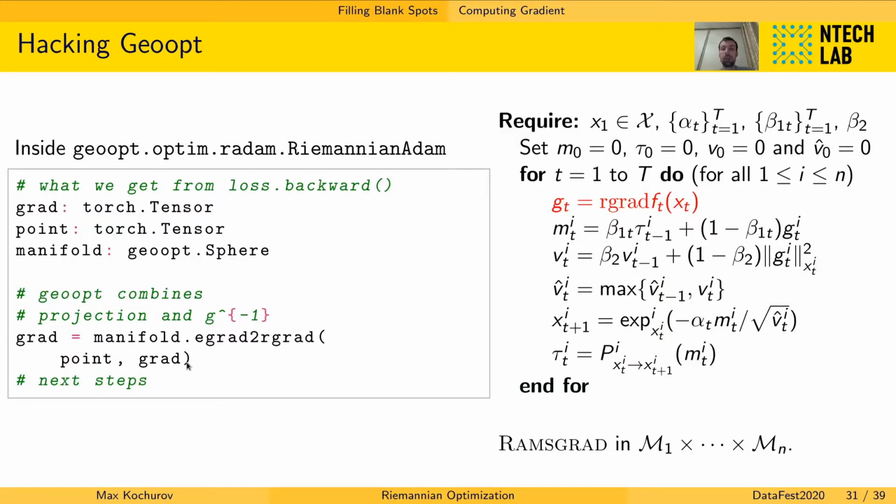What would we do if we want to implement our own Riemannian Adam using geoopt? First, as inputs, we have grad, the result of loss backward. We have point, a torch tensor, and a manifold, for example sphere. And the first step, we want to get the Riemannian gradient, the direction of steepest descent, to fit into the exponential map. And we combine the projection and inverse metric tensor matrix multiplication with the gradient at a given point.